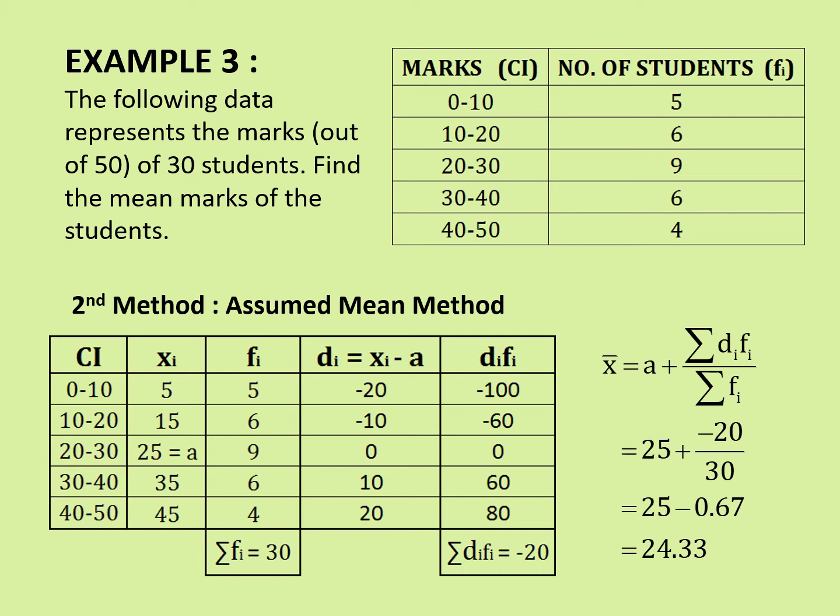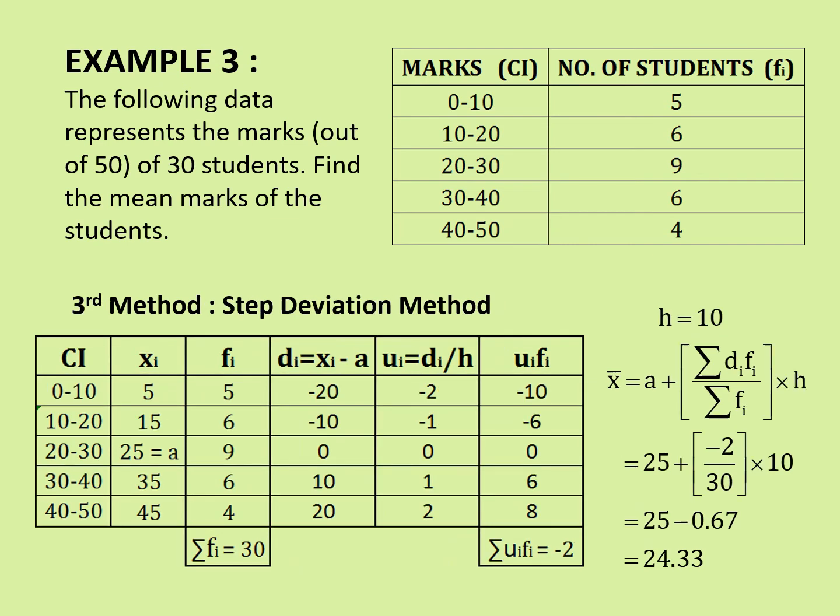So now here, instead of multiplying xi by fi, we will be multiplying di with fi. So 5 into minus 20 is minus 100, 6 into minus 10 is minus 60 and so on. Again we will find the sum of the column di fi and fi. So the formula will be mean is equal to a, that is the assumed mean, plus summation di fi upon summation fi. So here we have taken a as 25. Summation di fi comes out to be minus 20 divided by summation fi, which is 30. So again the answer comes out to be 24.33. So we have seen that the answer is the same. Only thing is calculations in this step are a little less than the previous one.